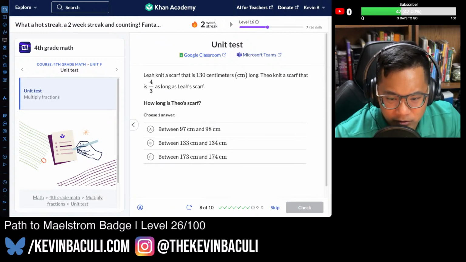Leah knit a scarf that's 130 centimeters long. Theo knit a scarf that's 4/3 the length of Leah's scarf. Let's see. Plus 30%. That's like 40. 70.